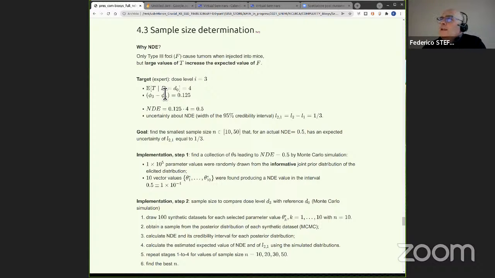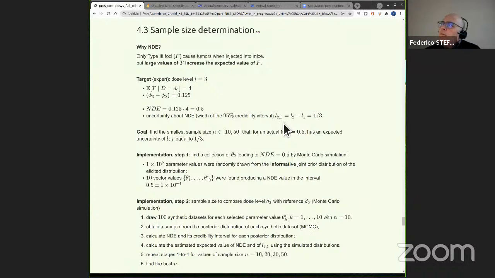So the expert decided on an expected value of the total number of foci equal to 4, and a difference between phi's of 0.125. The implied natural direct effect is equal to 0.5. The uncertainty about the estimates of the natural direct effect can be quantified by building a 95% credibility interval, the Bayesian equivalent of confidence intervals, and quantifying the difference between the endpoints of this interval. So L21 is just the highest endpoint minus the lowest endpoint. And the expert decided on 1/3. So the goal is to find the smallest sample size able, for an NDE equal to 0.5, to perform estimates with uncertainty equal to 1/3.